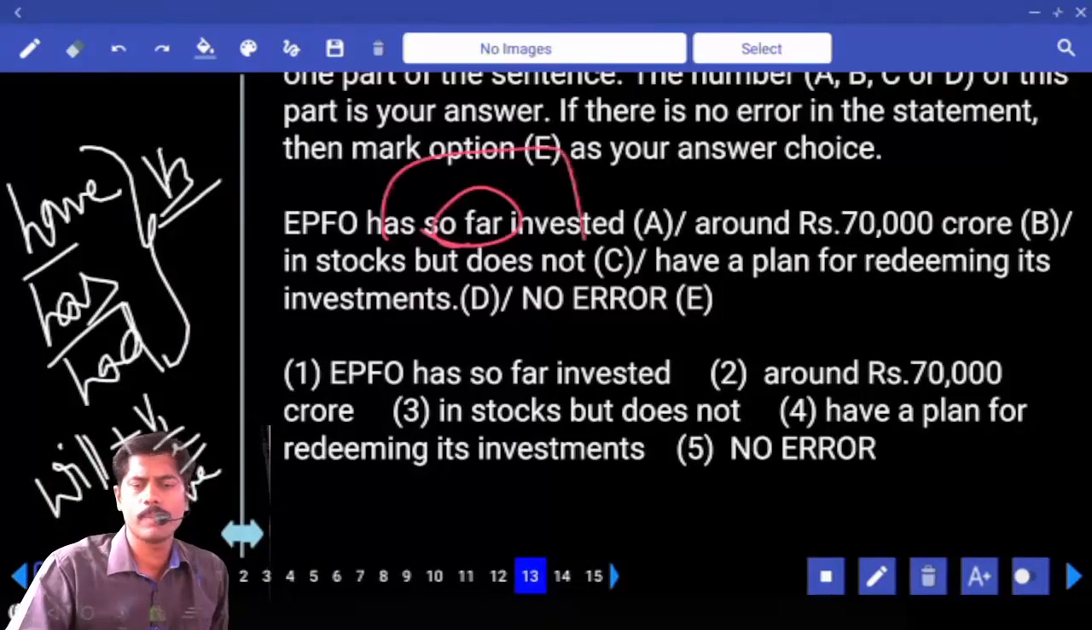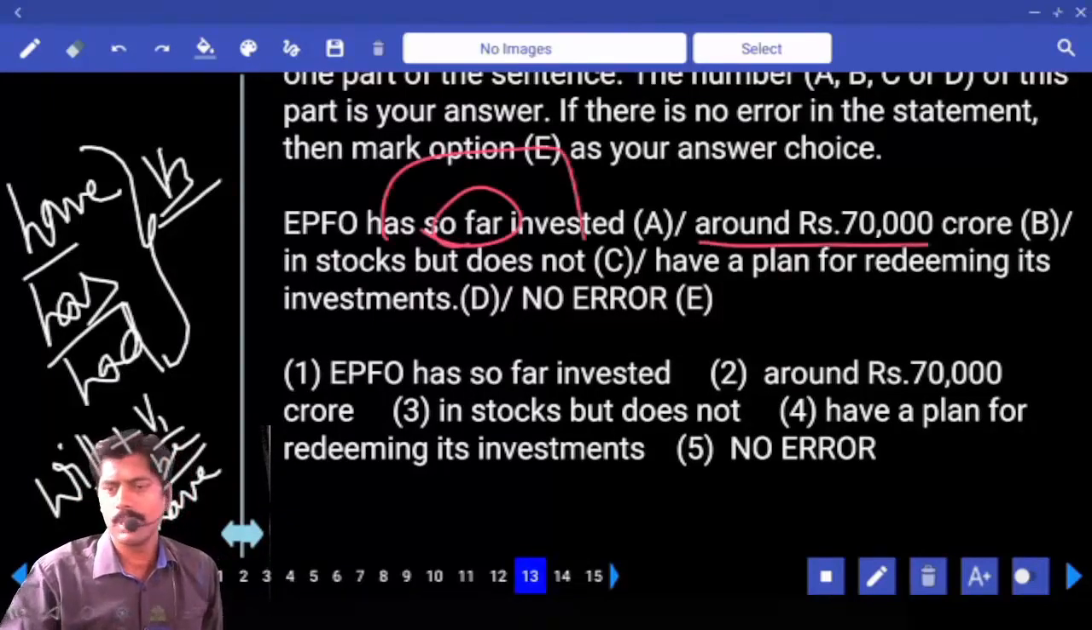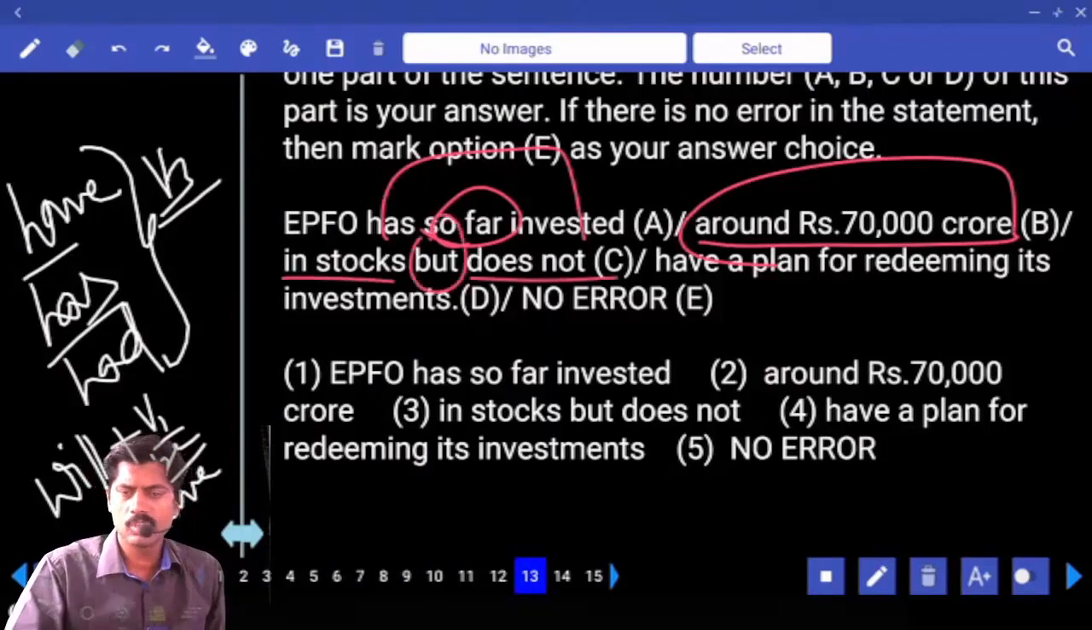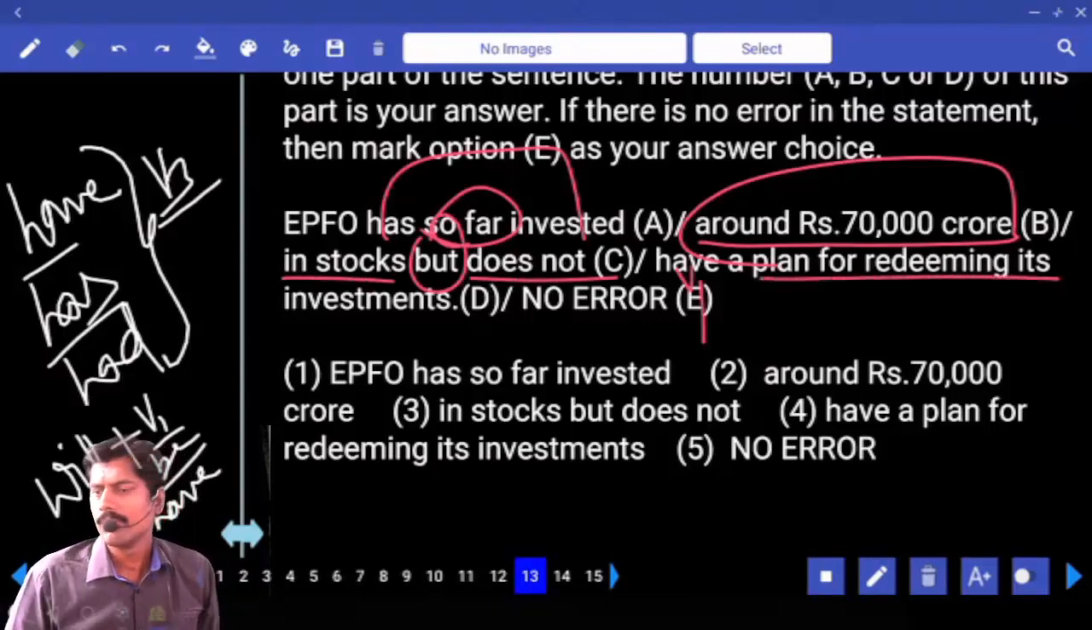So far, present perfect, correct. How much money? Approximately 70,000 crores. In what? In stocks, but does not have, even does not plan for redeeming its investments. Answer, no error.